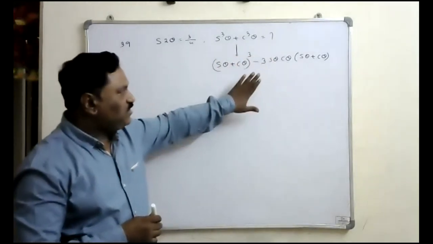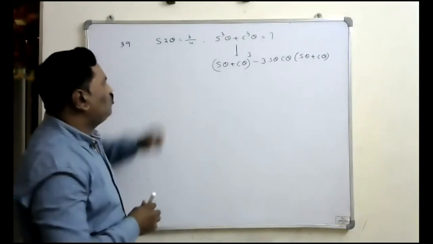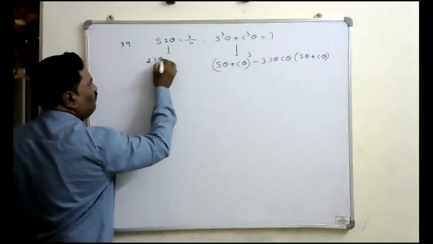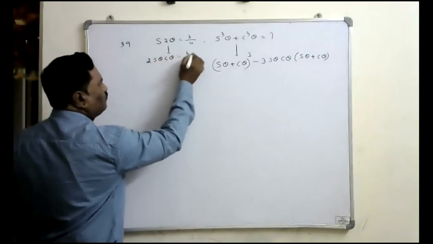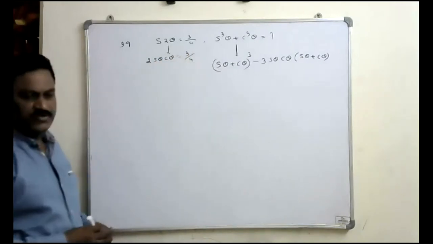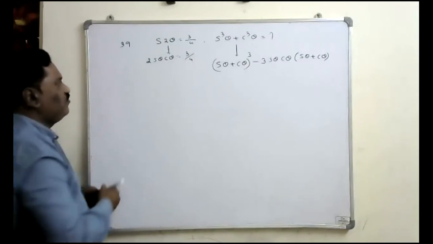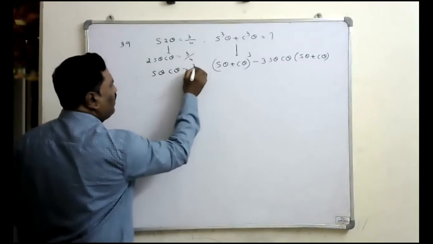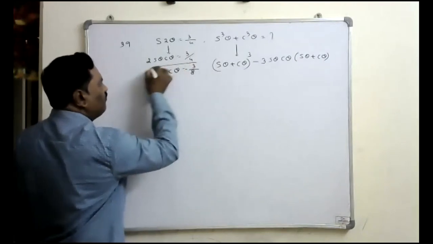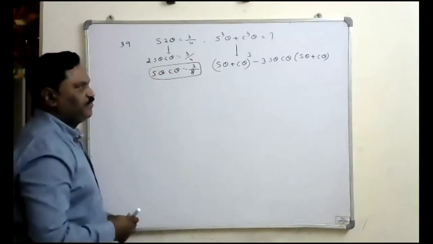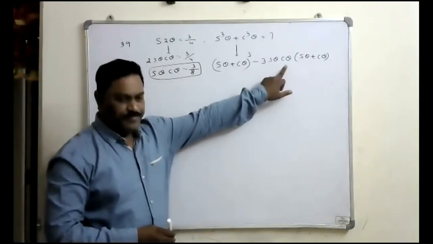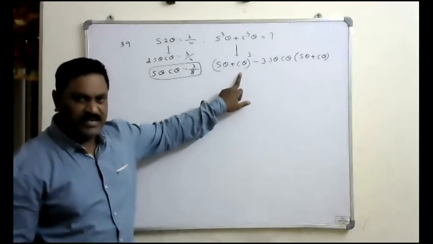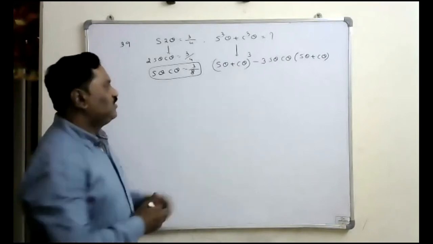If you want to find this value, sine 2 theta means 2 sine theta cos theta, which is 3 by 4. Therefore sine theta into cos theta is 3 by 8 divided by 2. This is the value of sine theta into cos theta. But I don't know the value of sine theta plus cos theta, so we have to find it.